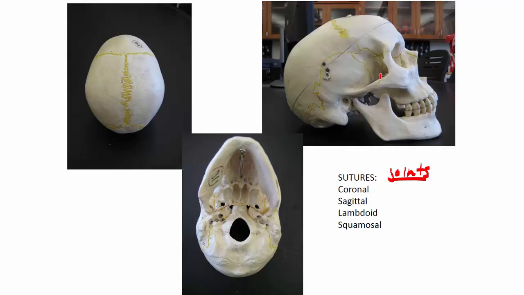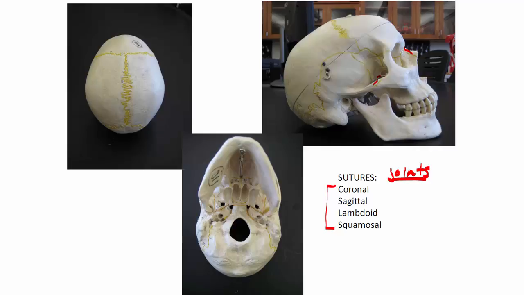So anywhere that you see a yellow line, these are all suture lines where these bones are articulating or joining together. So there's many sutures on the skull. You're only required to learn these four: the coronal, sagittal, lambdoid, and squamosal.